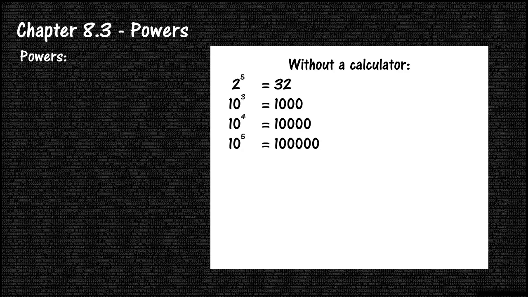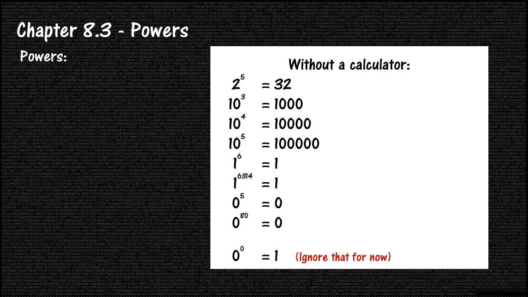Just count the zeros. 1 to the 6th is not 6 but 1, because 1 times 1 times 1 times 1 will always be 1. So 1 to the power of 6,314 is still 1. And 0 to the power of anything is always 0, except 0 to the power of 0, which is 1. But I'm not going to touch that subject here. You can look that up on the internet yourself. So now you know what a power is.